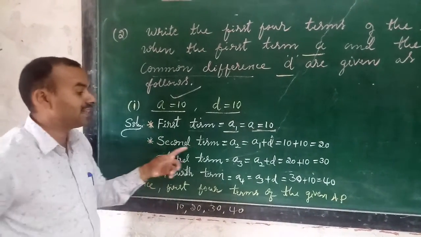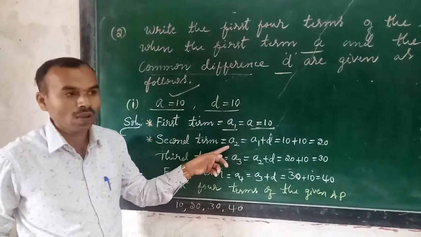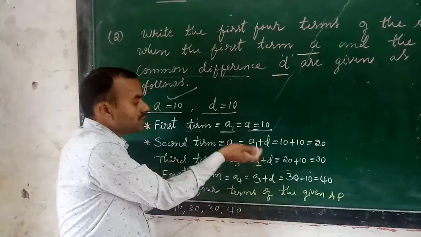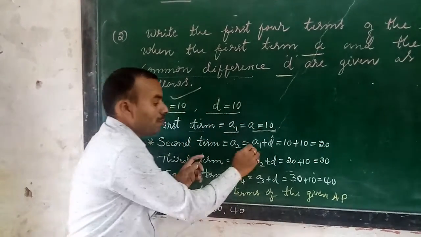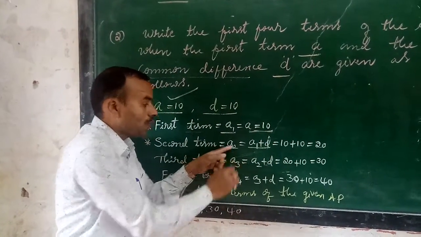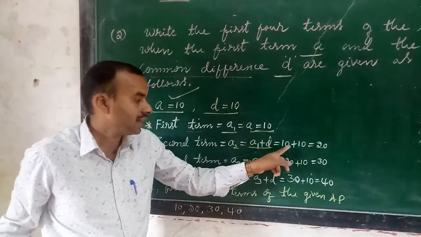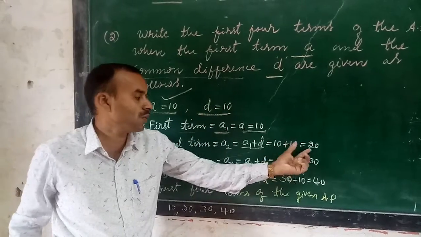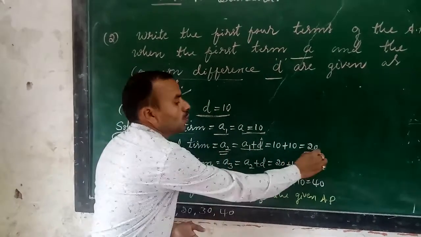Similarly, we take the second term A2. How can you get A2? If you add the difference to its preceding term, A1 plus D, we get A2. A1 means 10, plus the given difference 10, that is 10 plus 10, 20. A2 is equal to 20.